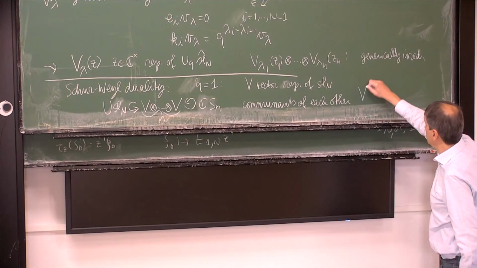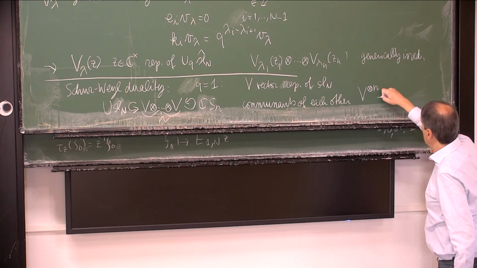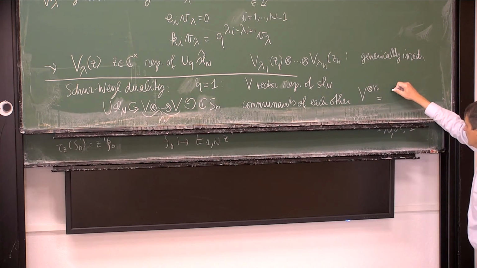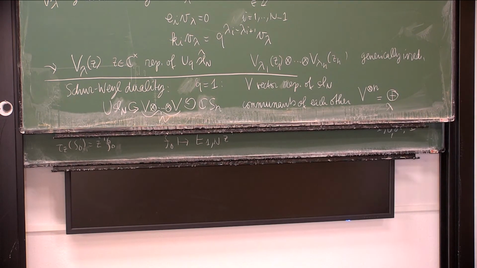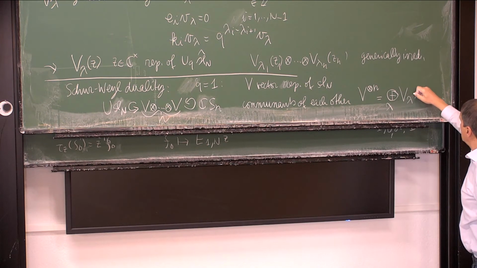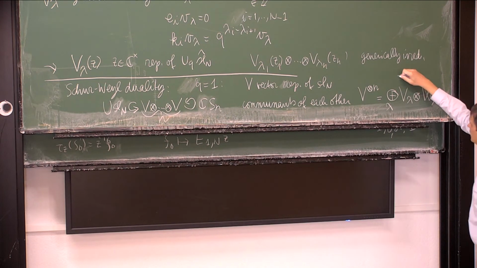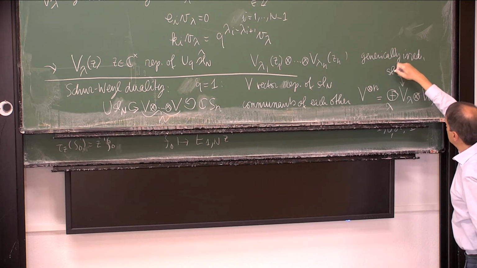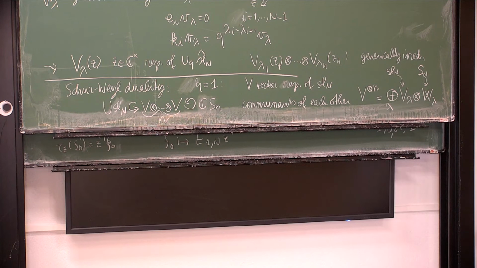Namely, you have that V to the power n you would like to write as a direct sum over lambda of V_lambda tensor W_lambda. So these are representations of SL_N, and these are representations of the symmetric group S_n. Yes, little n, thank you.